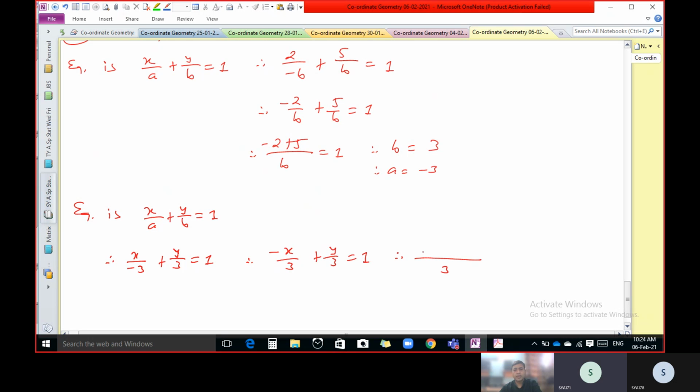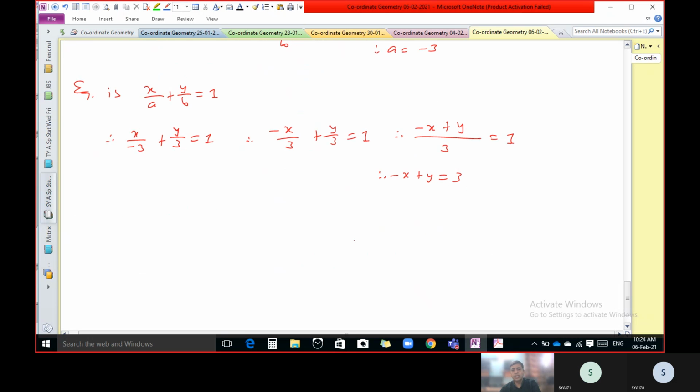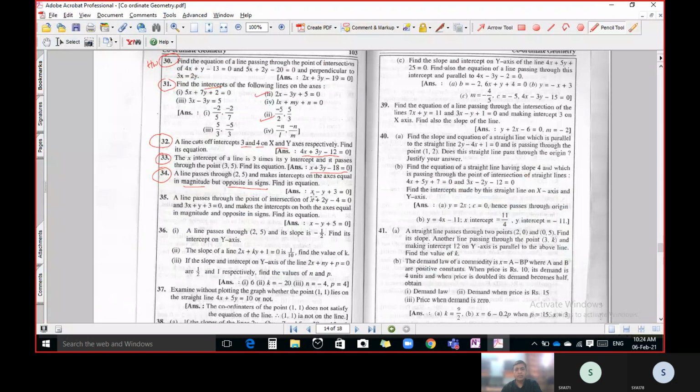Take 3 LCM. Take 3 on another side, and take x and y on another side. And tell me the answer. Take xy. x minus y plus 3. Correct. So this is our final answer: x minus y plus 3 equal to 0.